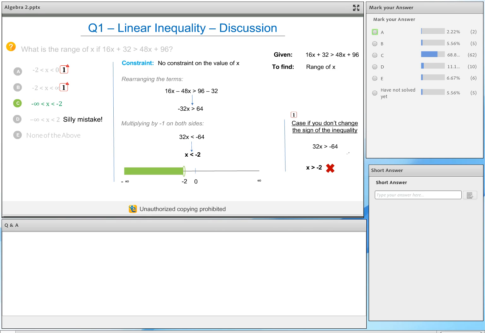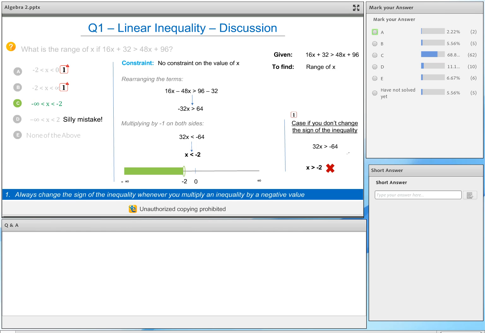So again, remember that concept that we talked about. Make sure that you always do that. For those of you who selected choice D, I guess this was a silly mistake. You basically didn't pay attention to the sign of 2. So just be more careful when you are solving questions. All right, let's now move on to our next question.